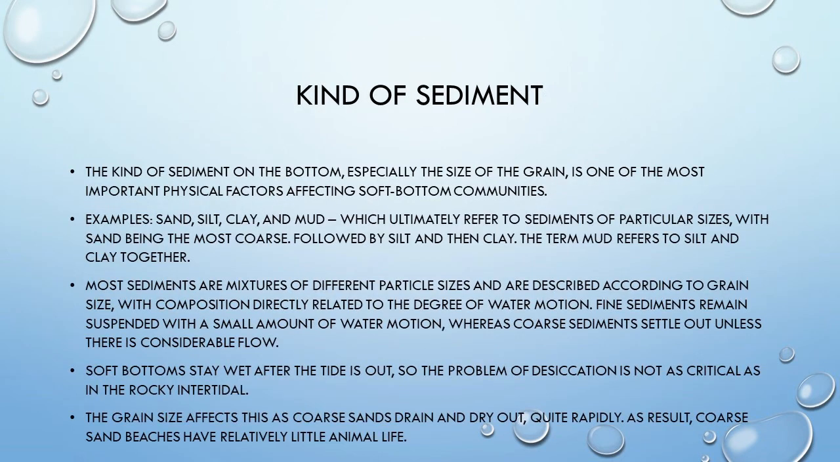Kind of sediment. The kind of sediment on the bottom, especially the size of the grain, is one of the most important physical factors affecting soft bottom communities. Examples are the sand, silt, clay, and mud, which ultimately refer to sediments of particular sizes, with sand being the most coarse, followed by silt and then clay. The term mud refers to silt and clay together.